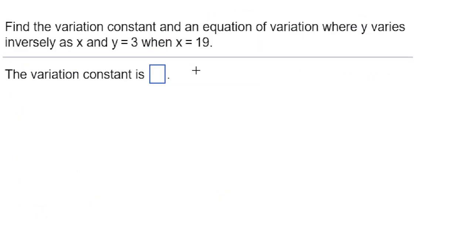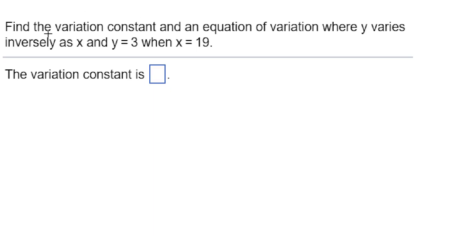All right, so this is my last example. These numbers look a little bit better than they did on the last one. So again, I'm going to encourage you to pause the video, give this problem a try, see if you can come up with the answer, and then resume the video to see if you came up with the correct answer. Find the variation constant and an equation of variation. So again, just level 2. We're not being asked to answer a question here.